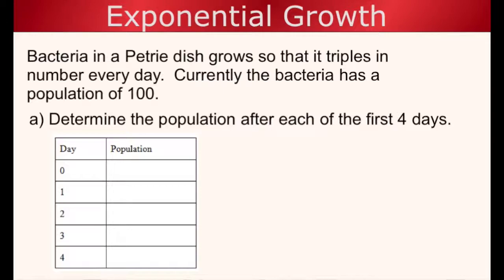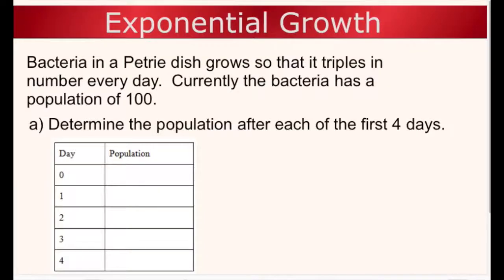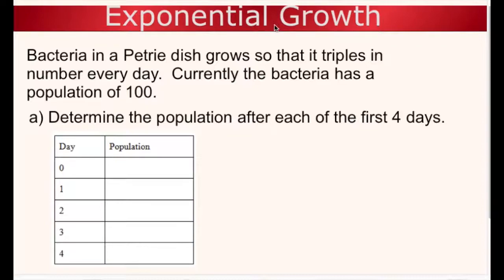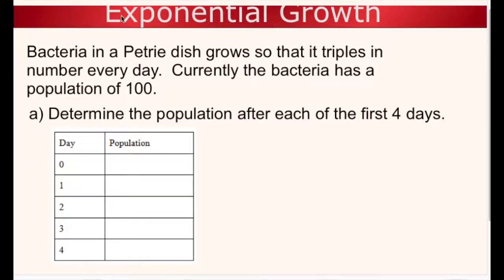growth. Okay, so if I just read it, the problem here, we've got bacteria in a petri dish that grows so that it triples every day. Currently the bacteria has a population of 100. We want to determine the population after each of the first 4 days. So you did this in your last Desmos graph.